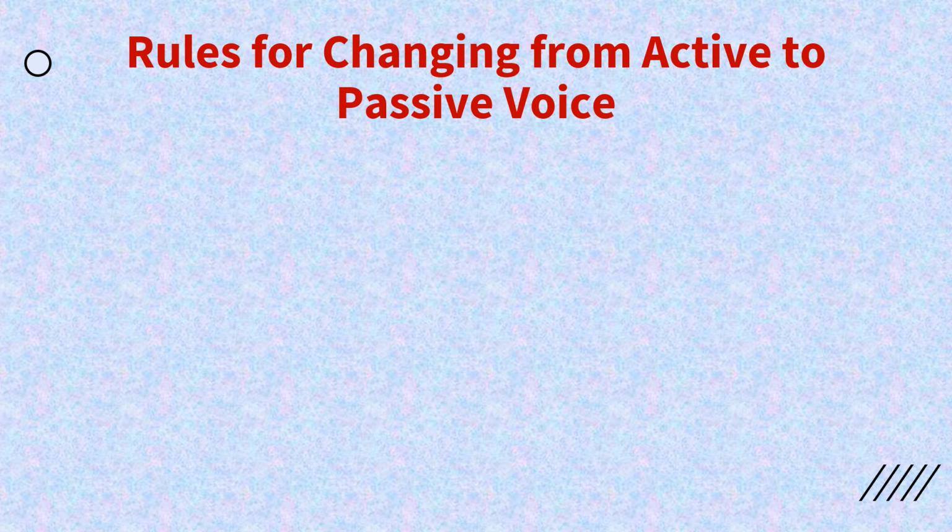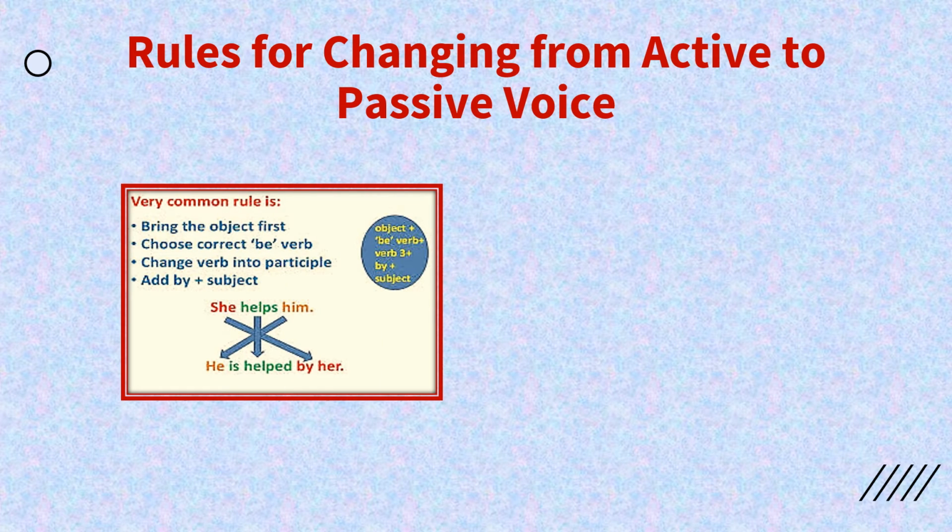Rules to change from active to passive voice and vice versa. Very common rule: bring the object first. Now when we want to change from active to passive voice, bring the object first, meaning when in a sentence there is a subject, verb, object, now you bring that object first. Choose the correct be verb, the be verb meaning to be: is, was, are, am, etc. Change the verb into a past participle and add by.